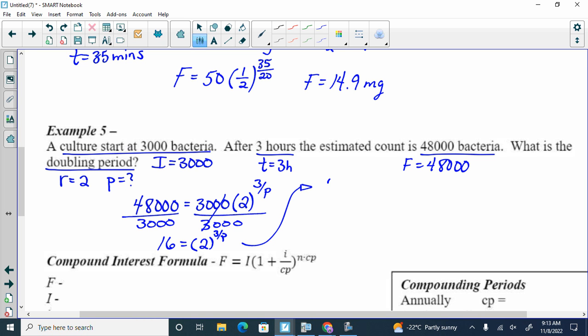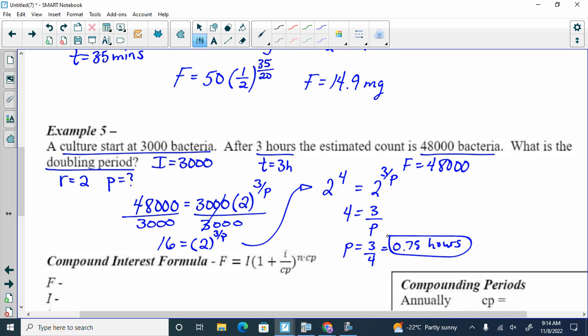So 16 is 2 to the 4 equals 2 to the 3 over P. So 4 equals 3 over P. P equals 3 over 4, or 0.75 hours. So this thing repeats itself. It doubles every 0.75 hours.